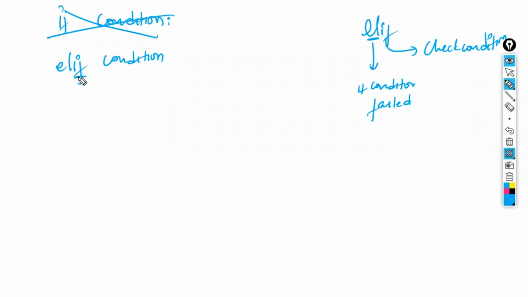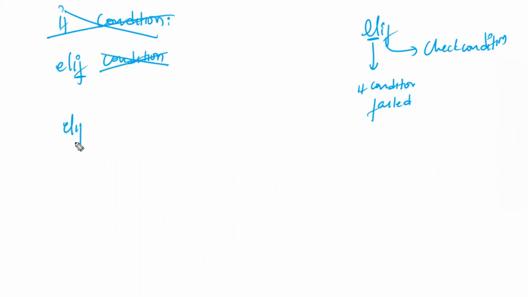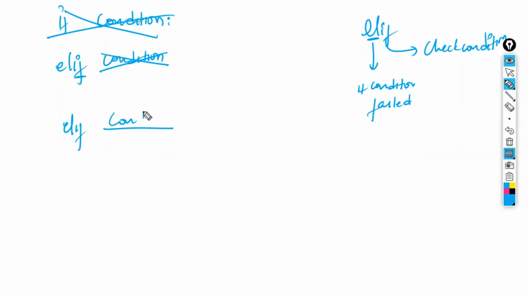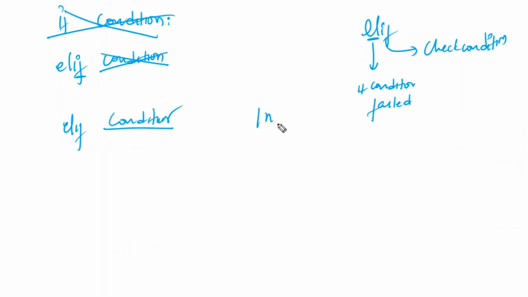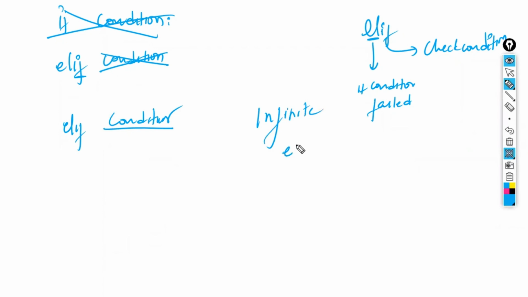Whenever the word if is there, you have to write the condition. Without the condition, you can't use the word if. Right? One more condition you have to write. If this is also failed, now one more elif is there. Check one more condition. Like this, how many elifs can you write? Infinite. Infinite elifs you can write.